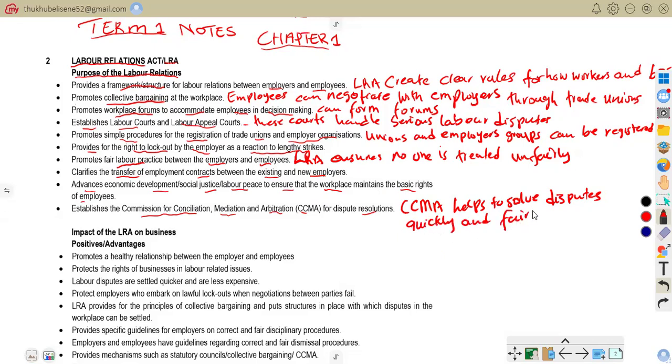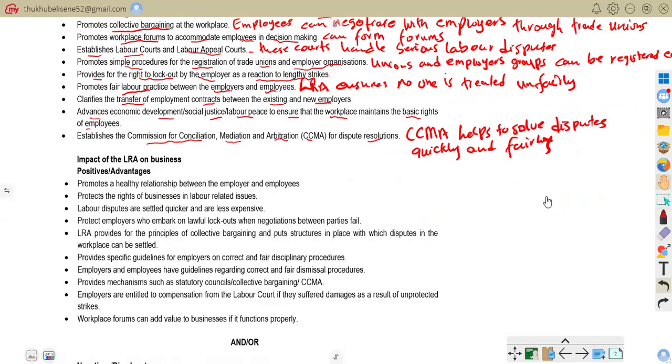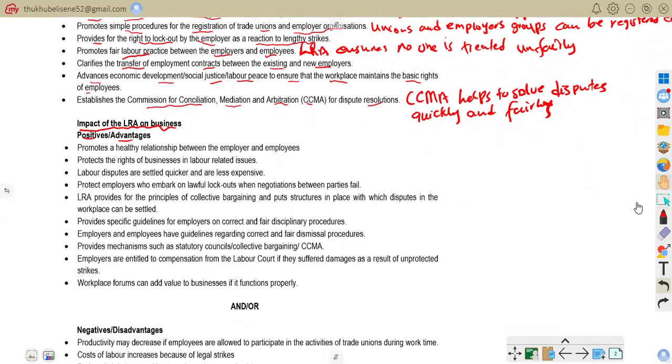Quickly and fairly. So that is that. So now let us go to the impact of labor relations on business. We are first going to talk about the advantages, or the positive side. So we're going to start with the advantages.